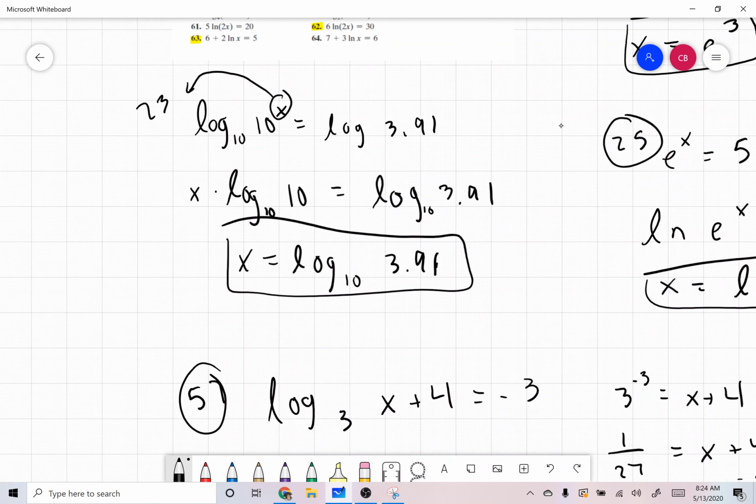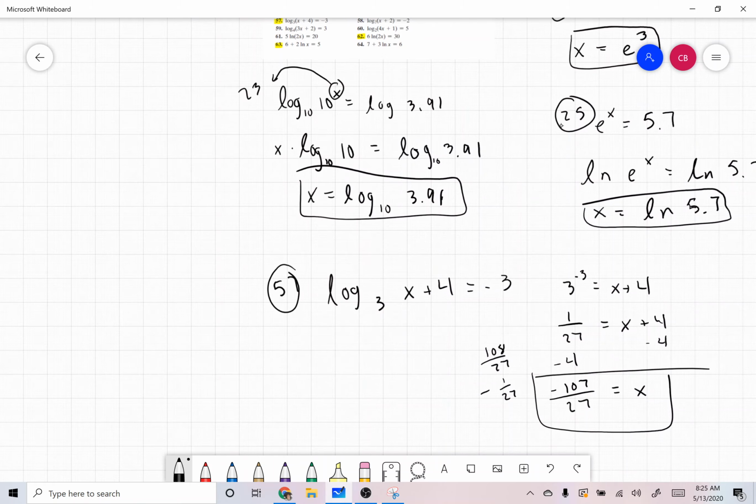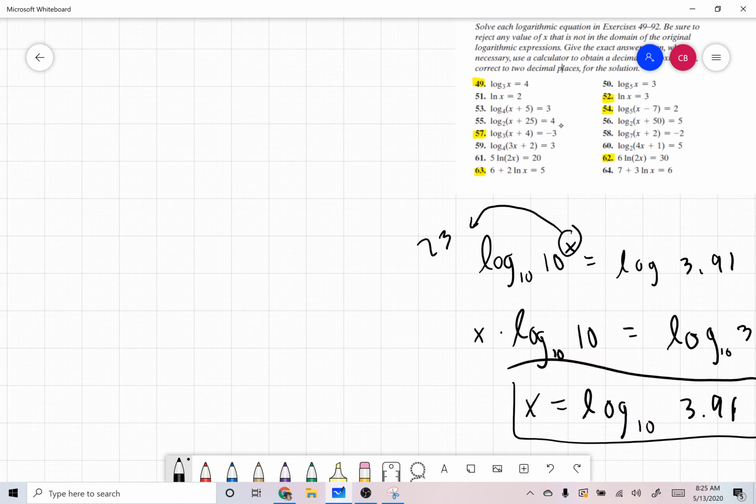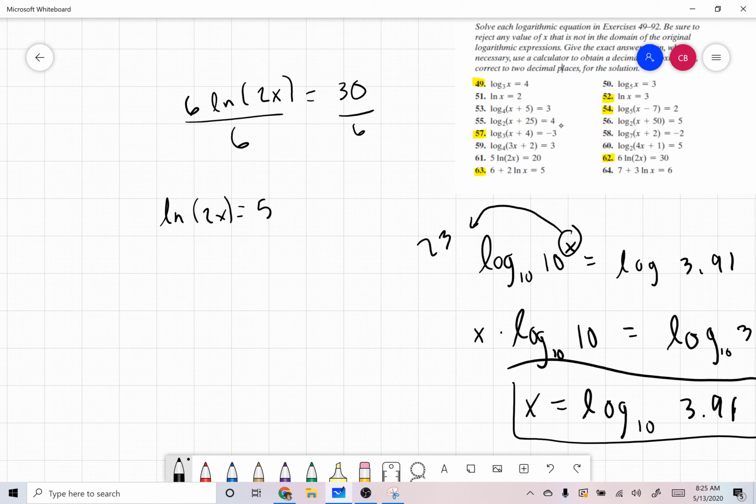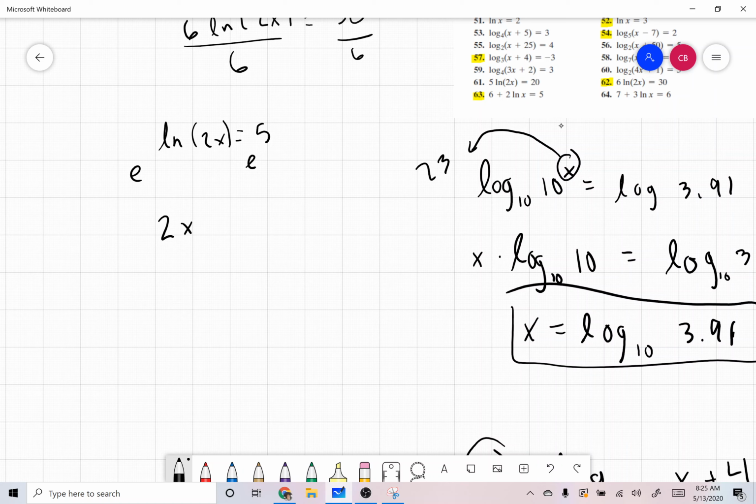Let's do 62. Let's do it over here because I can see it still. We have 6 ln 2x is 30. So let's isolate the ln 2x first. Divide by 6. We have ln 2x is equal to 5. So we do the base e thing, e. This means we have 2x is equal to e to the 5th, divide by 2, divide by 2, x is equal to e to the 5th over 2.